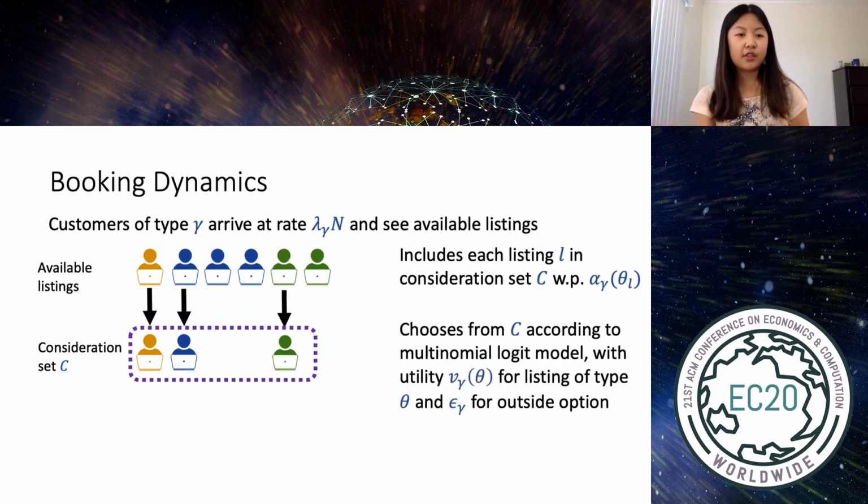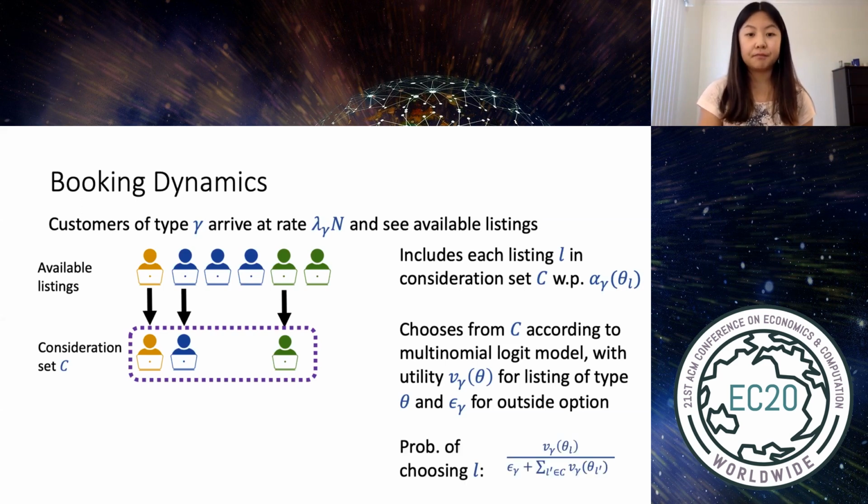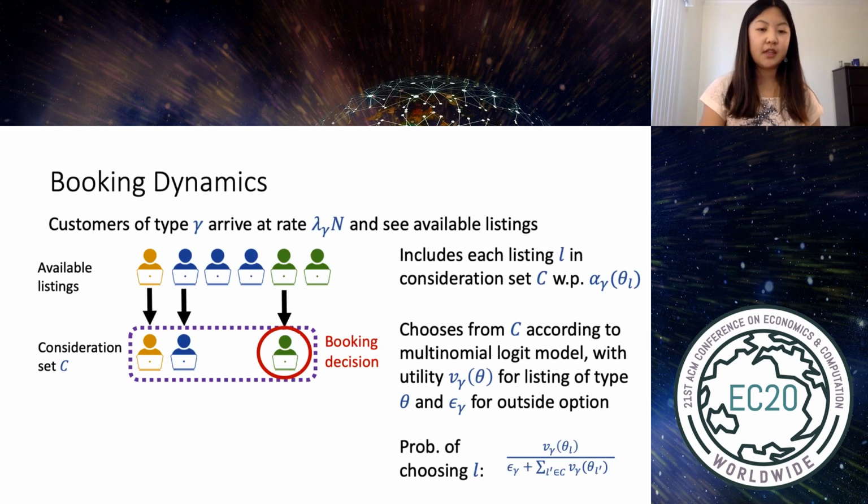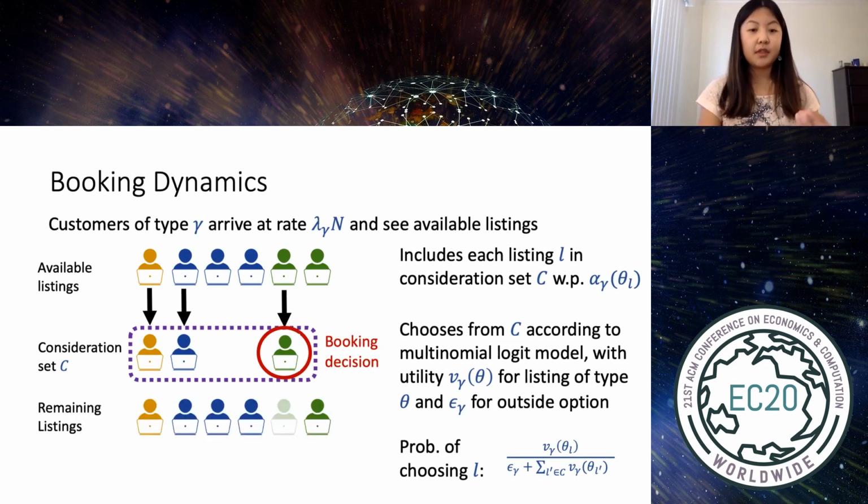Now, given their consideration set, they then choose whether or not to book an item from the set using the multinomial logit model. And they have different utilities for listings of different types, as well as a utility for the outside option. And then suppose this customer chooses this item, it will then become unavailable for a while.